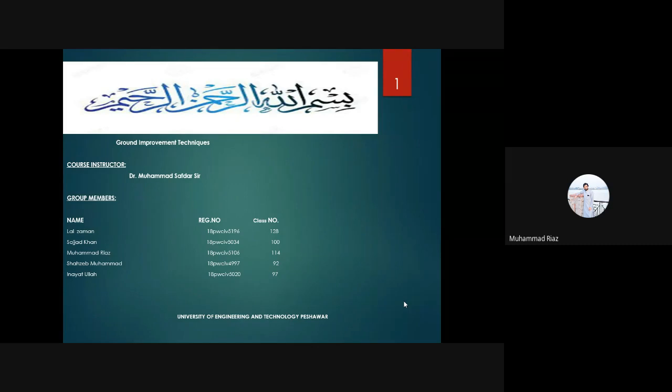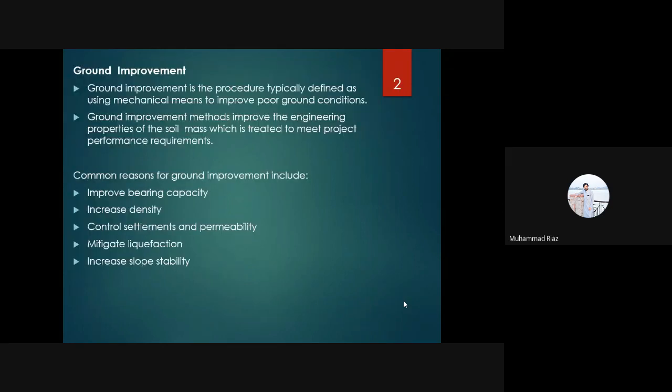Bismillahirrahmanirrahim. My name is Muhammad Riaz, and my group members are Lal Zaman, Sajad Khan, Shazim Muhammad, and Inayatullah. The topic of my presentation is ground improvement, and I am presenting this to Dr. Muhammad Sabdar.